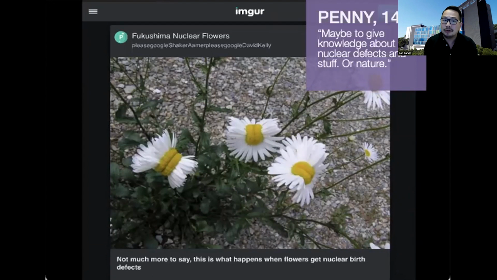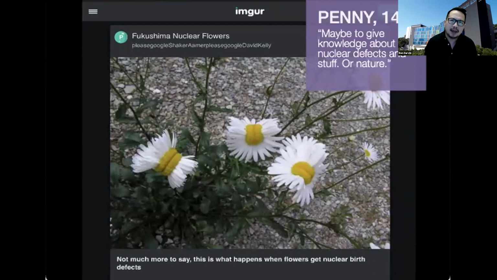And the caption reads, "Not much more to say. This is what happens when flowers get nuclear birth defects." And if you tie that into the title of this picture, it refers to what was a nuclear leak in Fukushima, and supposedly this is what happened to the flowers there because of that leak.